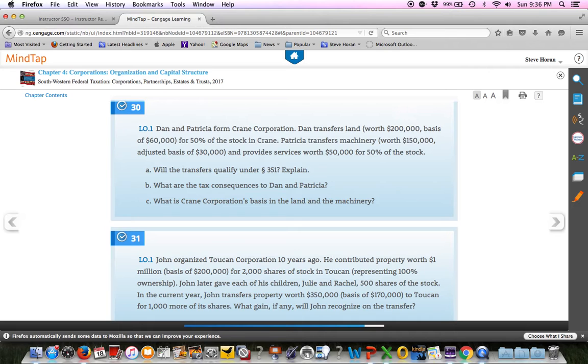Question A, will the transfers qualify under Section 351? And hopefully you're thinking yes, and you're thinking yes because the 50 and the 50 are 100%. Clearly more than the 80% required.